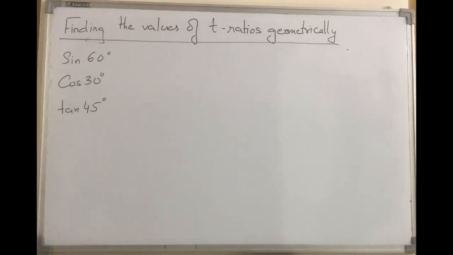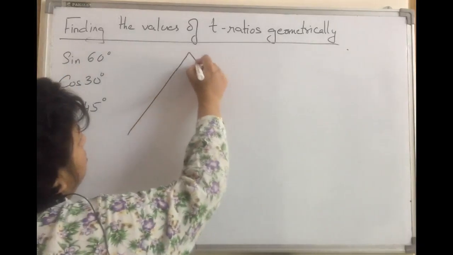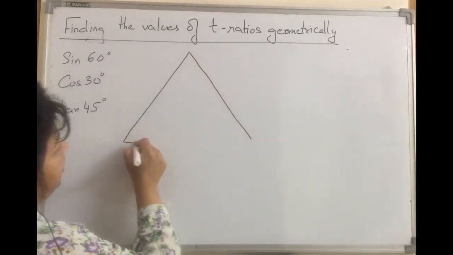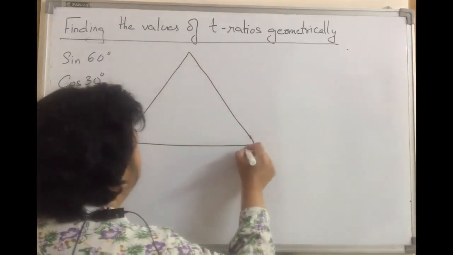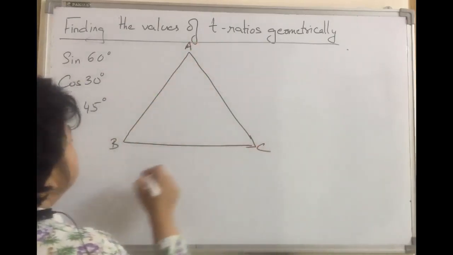In this video, we'll be finding the values of these three T ratios geometrically. For 60 degree and 30 degree, you need to draw an equilateral triangle. An equilateral triangle is one in which all three sides are equal and each angle is 60 degree.